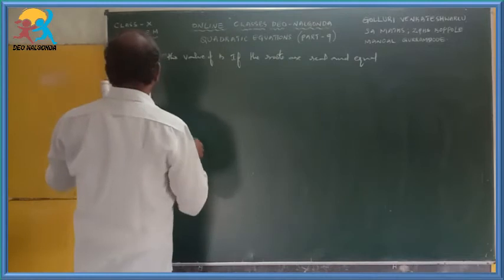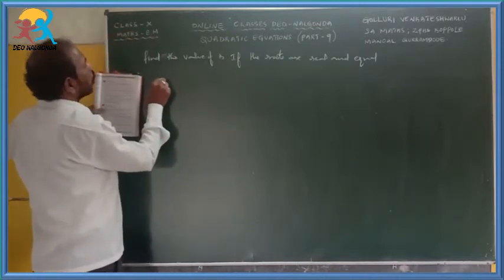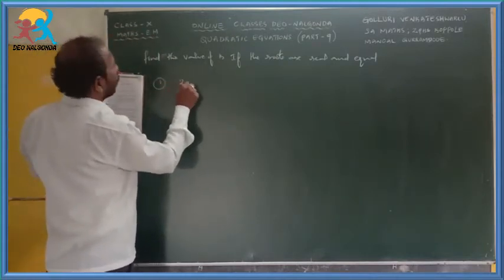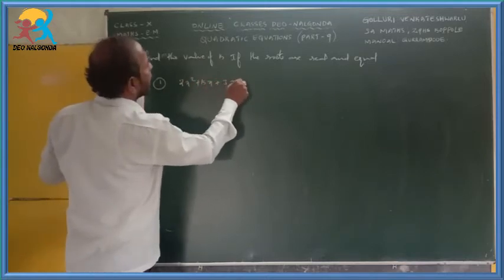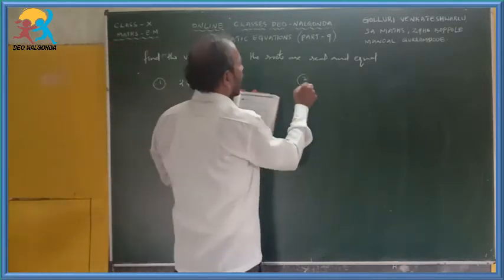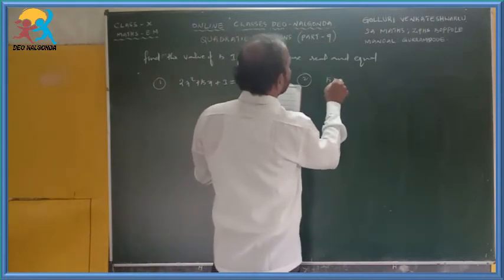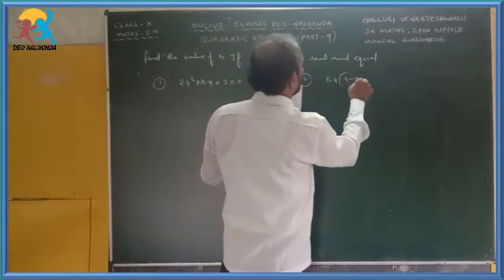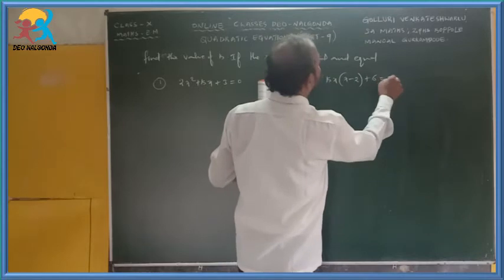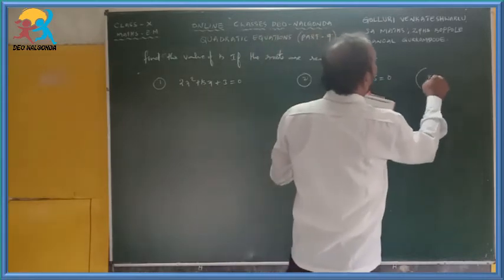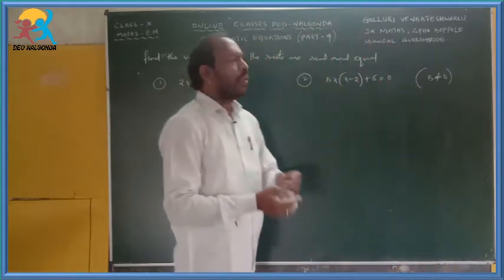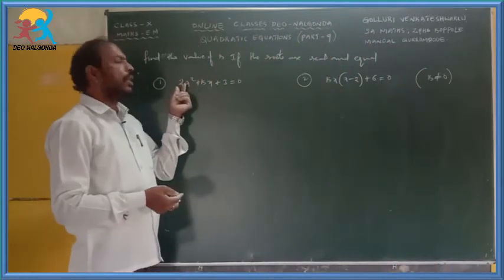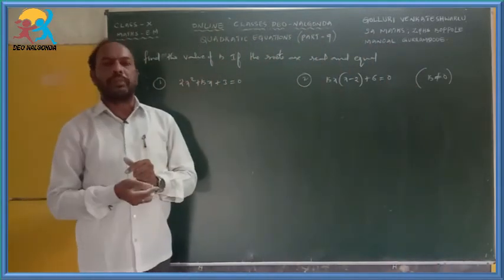For example, look at here. 2x square plus kx plus 3 equal to 0 is the first equation, and the second equation is kx into x minus 2 plus 6 is equal to 0. The condition is that k is not equal to 0. So we are going to find the roots of the given equation.